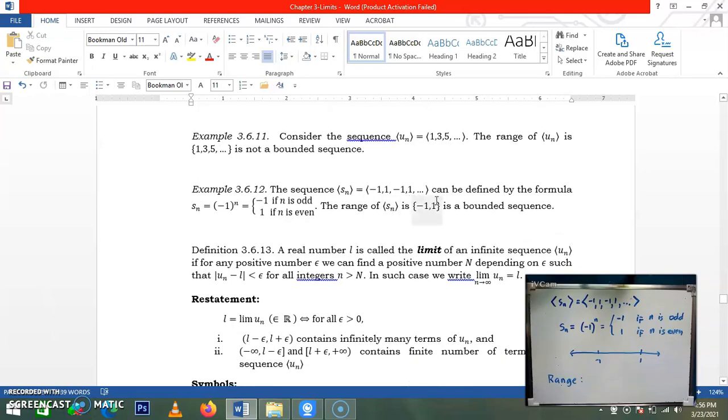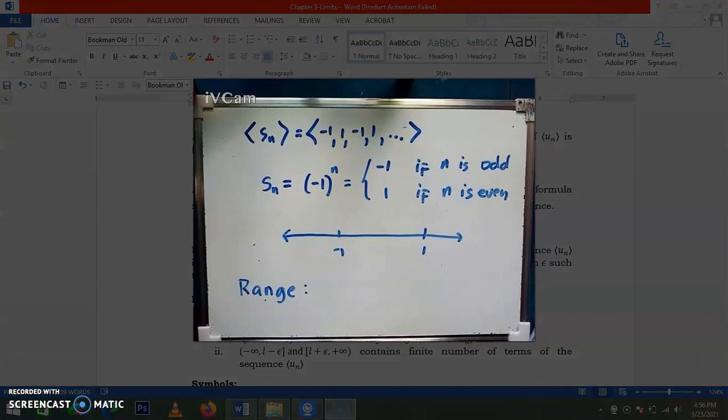Let's have this sequence here, defined by the formula S of n equals negative 1 raised to n. So here, of course, S sub n is negative 1 if n is odd, and positive 1 if n is even. So let's try to have an illustration using the real number line.